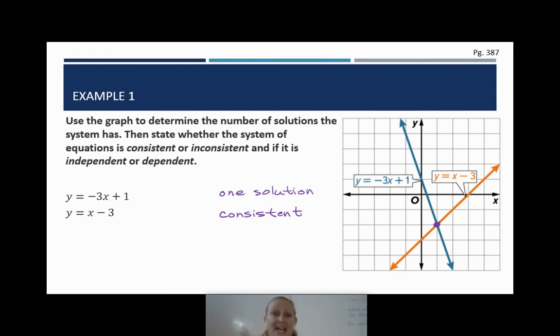Again, if we go back to our vocab, our notes that we made on our vocab earlier, it says it intersects at exactly one point, so that means it's independent, right? So I'll make a note of that. Independent.